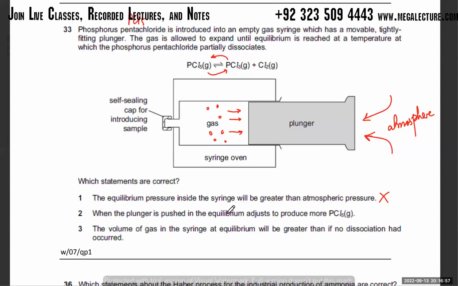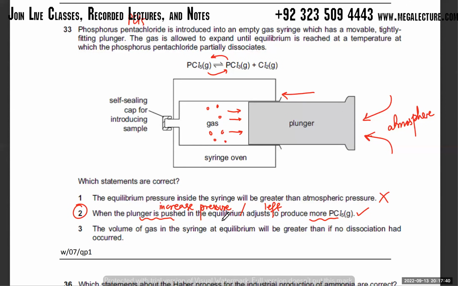Okay, now he's saying when the plunger is pushed in, the equilibrium adjusts to produce more PCl5. So when you're pushing in the plunger, what are you doing? Are you increasing or decreasing pressure? Increasing, sir. So you're increasing pressure. Since you're increasing pressure, which side will be favored, more gas or less gas? Less gas. That means it's going to move to the left, and it will produce more PCl5. That is true. That makes sense.